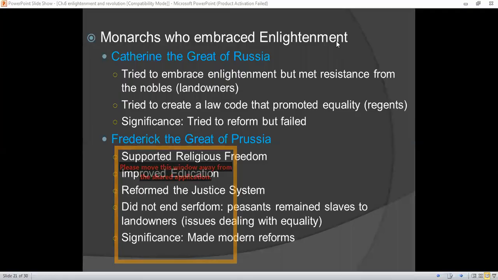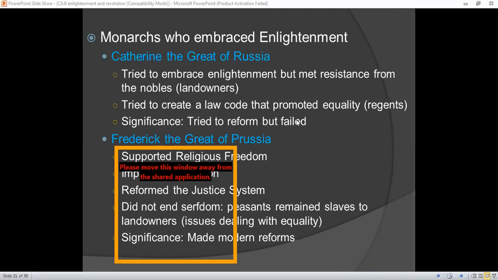The monarchs who embraced the enlightenment, or agreed on the idea of the enlightenment. The first one was Catherine the Great of Russia. She tried to introduce the idea of enlightenment, but because she was a woman, she met resistance from the nobles who lived in Russia. The nobles, the elites, did not like the idea of the Enlightenment. Why? Because most of the philosophers called for equality and separation of powers. So the elites, the people with a lot of money and power, would get the disadvantages, so they did not like it and started resisting the idea of the Enlightenment.